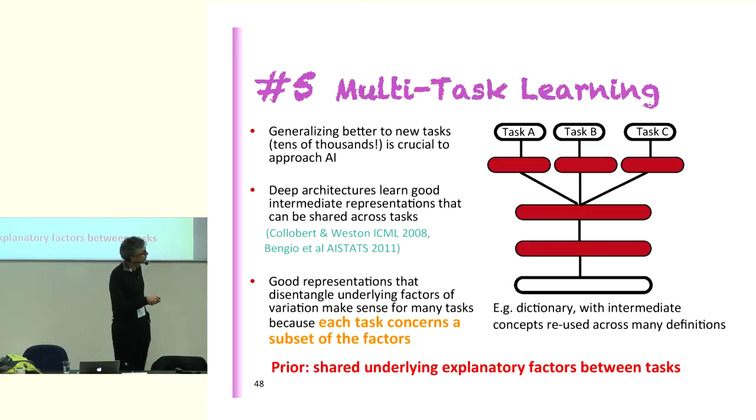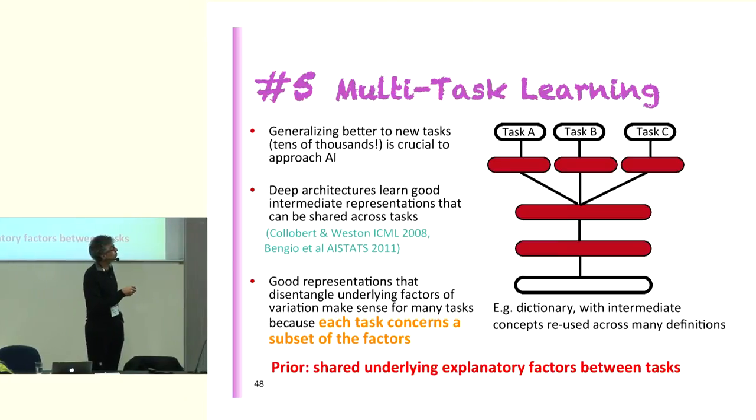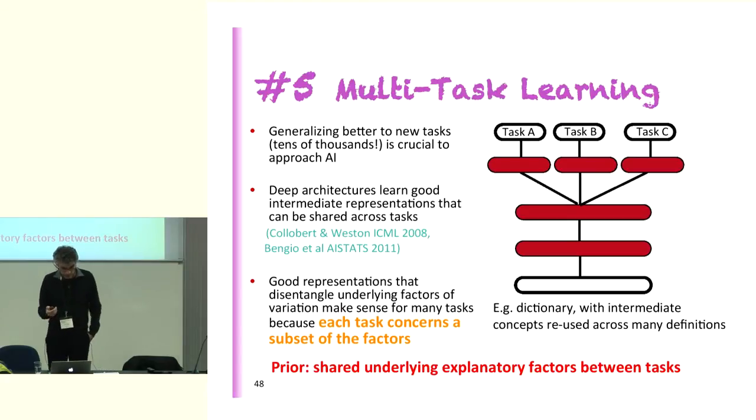So the idea is that we're making an assumption, say that at this layer, we're extracting a number of explanations or factors for the raw input, and a subset of them is relevant to the first task, and another subset may be relevant to the second task, and so on. And so we need maybe a task-specific computation here. But we can share all of this, and we gain statistical strength thanks to this.